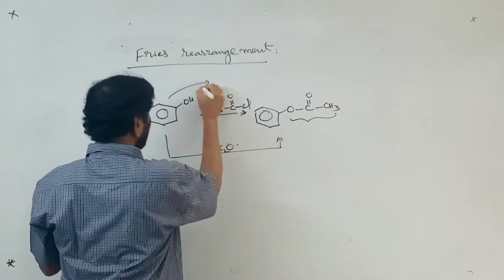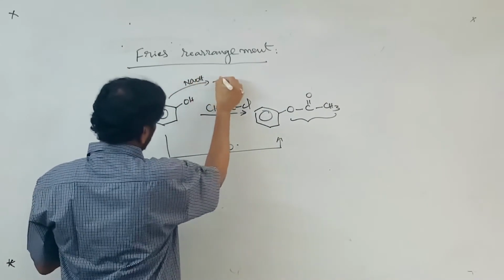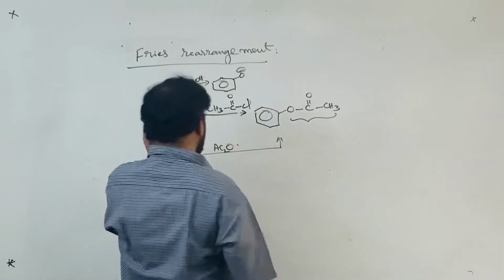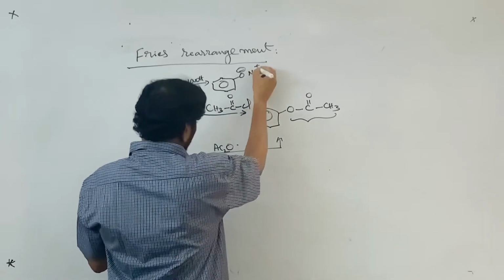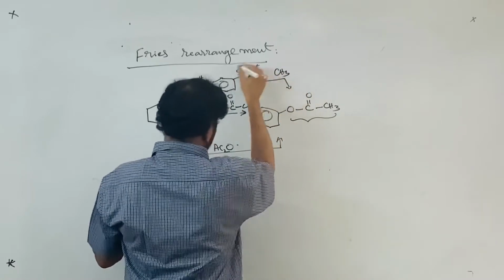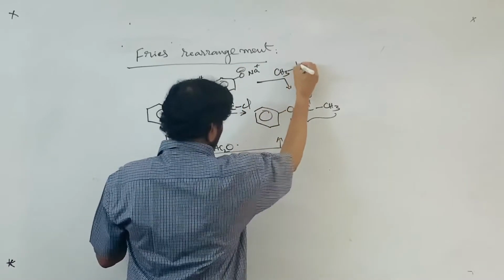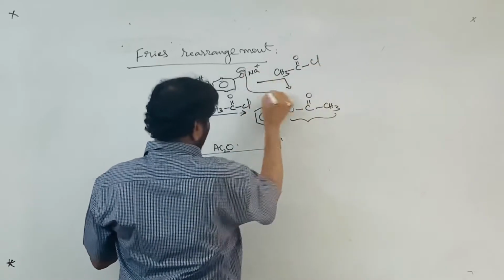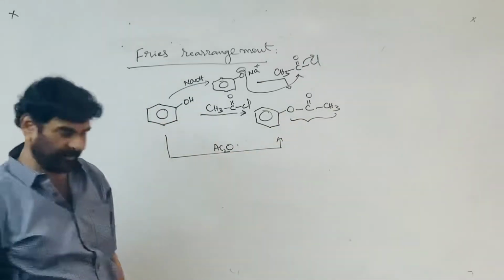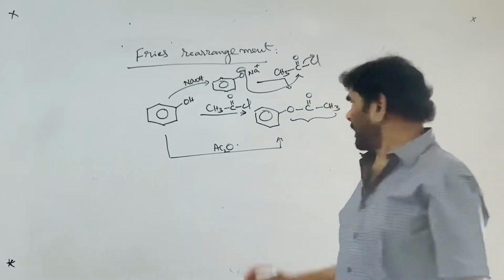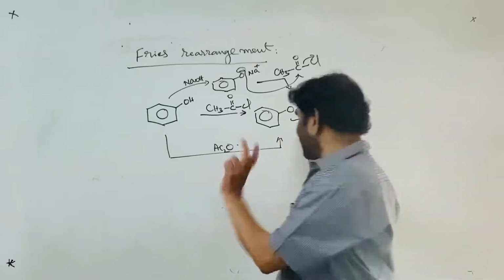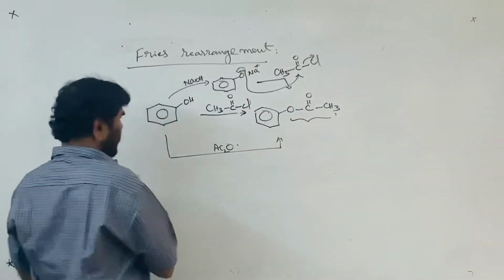Simple. Or you can treat with sodium hydroxide, which converts the phenol into sodium phenoxide, since phenol is an acid that reacts with the base. This acts as a nucleophile and attacks acetyl chloride, chloride goes out, and it gives phenyl acetate. So it can be the acetate part or anything. It can be the propanoyl part, whatever you take.